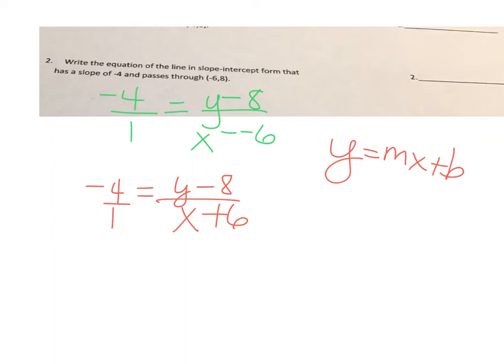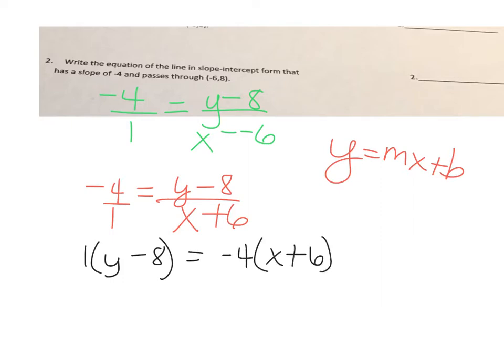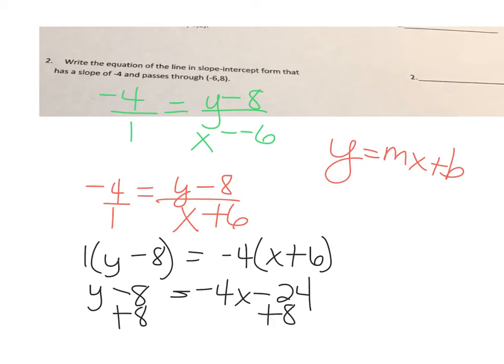I'm going to go the y direction first, so 1 times y minus 8 equals -4 times x plus 6. That gives me y minus 8 equals -4x minus 24. I need to solve for y, so I just need to add 8 to both sides. So for number 2, you should have the answer y equals -4x minus 16.